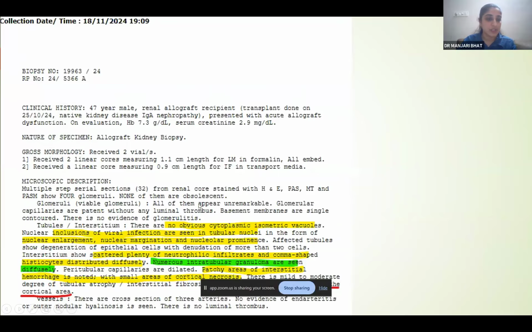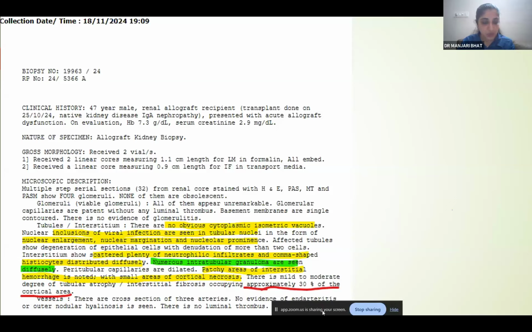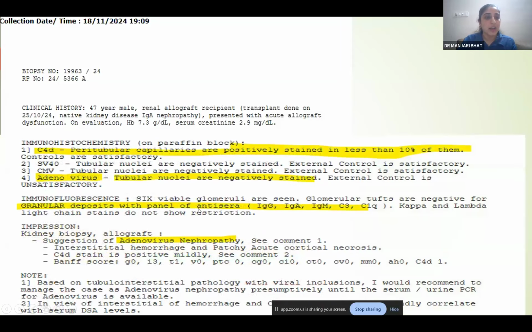Glomeruli did not have any significant features. However, in the tubules, nuclear inclusions of viral infection in the form of nuclear enlargement, nuclear margination, and nucleolar prominence were seen. Plenty of neutrophilic infiltrates and comma-shaped histiocytes were distributed diffusely. Numerous intratubular granulomas were seen. Patchy areas of interstitial hemorrhage were noted, and areas of cortical necrosis were seen. IF was negative. IHC had less than 10% of PTC staining positivity for C4d. However, SV40, CMV, and adenovirus were negatively stained.